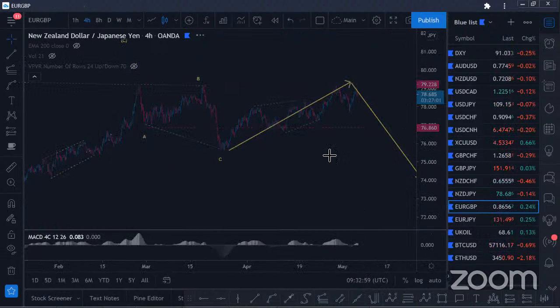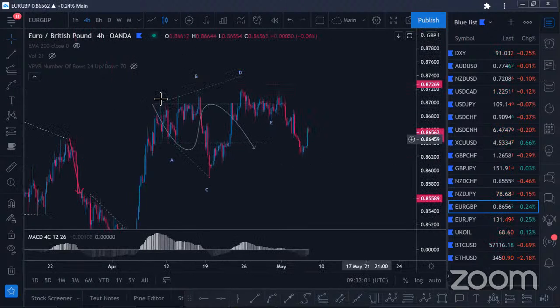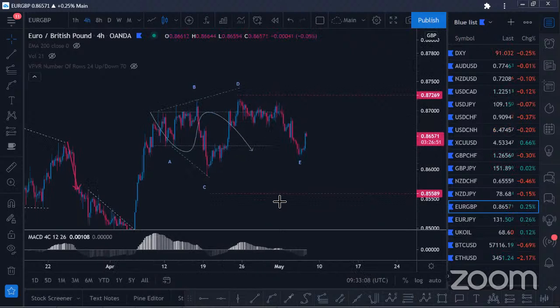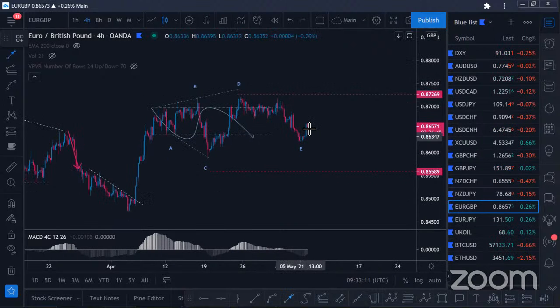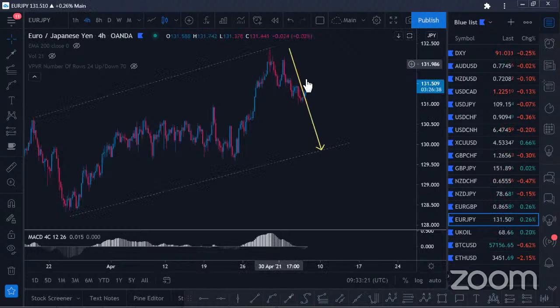Euro pound, we were looking for this move down as a proper E wave. Looks like we got it. May develop into something more complex on the higher time frames, kind of chopping around. But these moves off these lows, or what could be deemed the E wave, are promising. We may start to see this accelerate again with that pound announcement later today. Euro yen still looking good for downside.